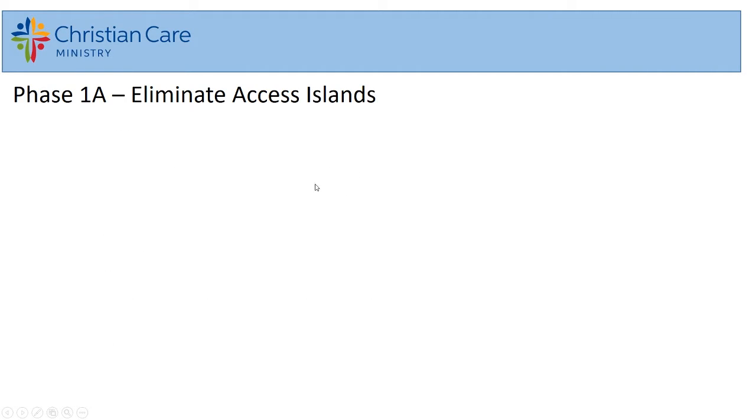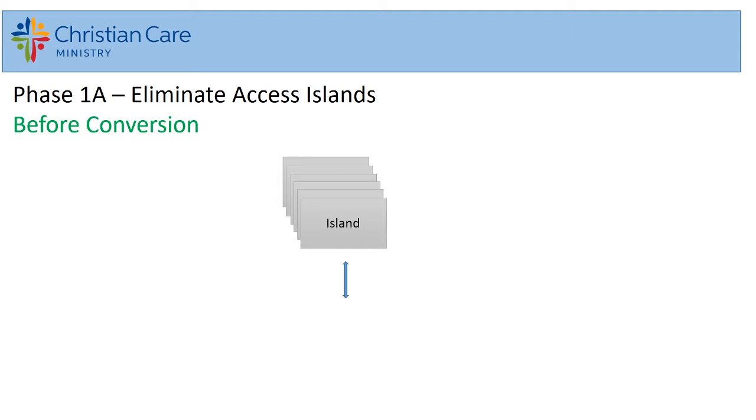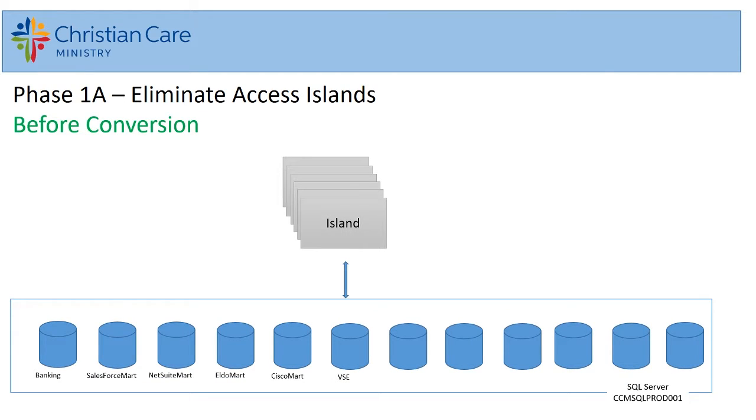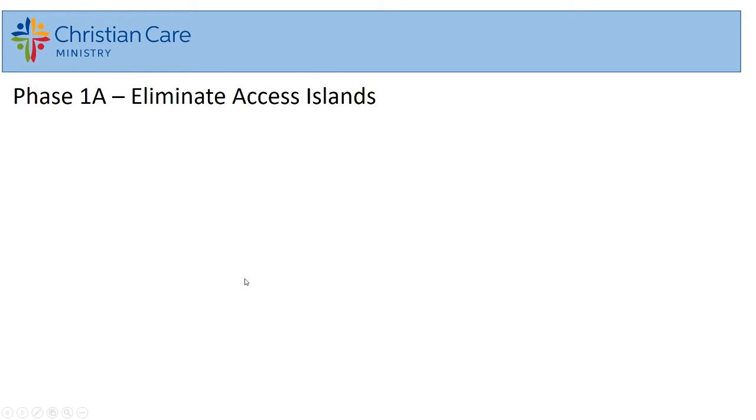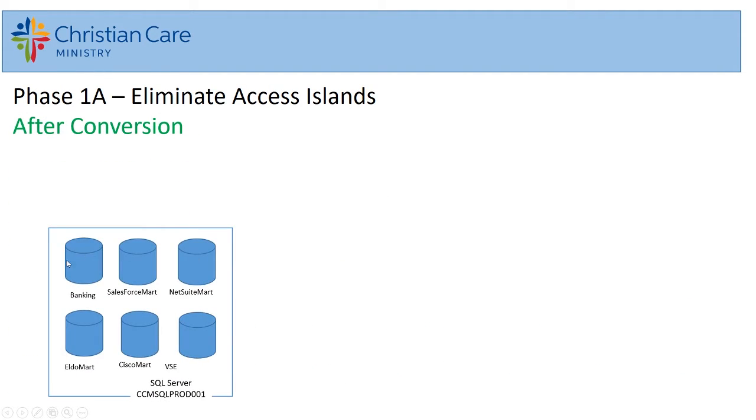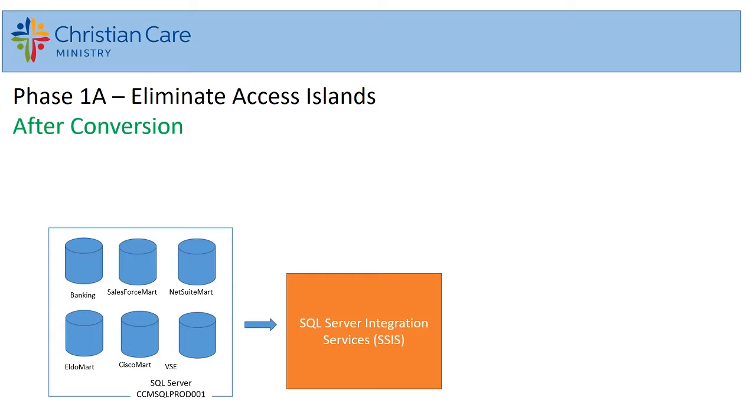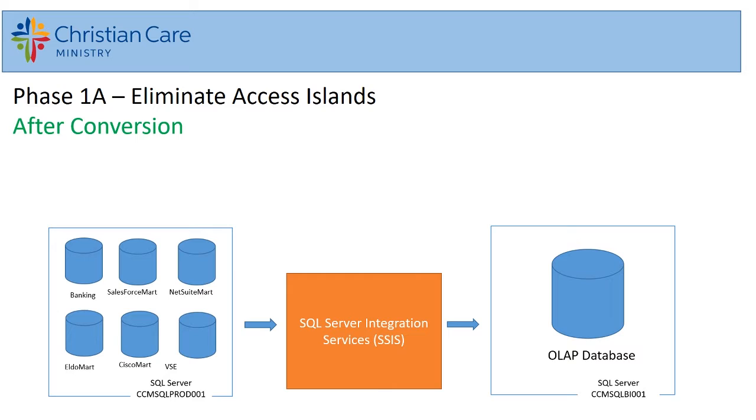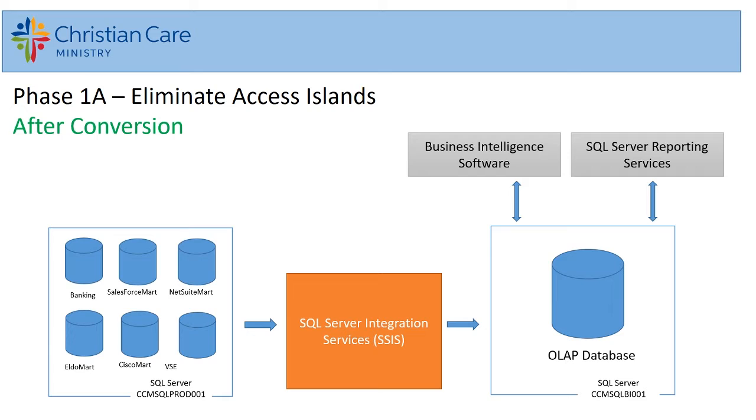Phase 1A, let's take a look at this. Eliminating the Access islands. So before the conversion, we have a bunch of Access island applications. They connect to our SQL server to do reporting. After the conversion, we'll still have all the same databases in our SQL server, and we're going to grab our trusty friend SQL Server Integration Services, and we're going to use this to create a single OLAP database on a separate server. That database will be used to run business intelligence software and SQL Server Reporting Services.